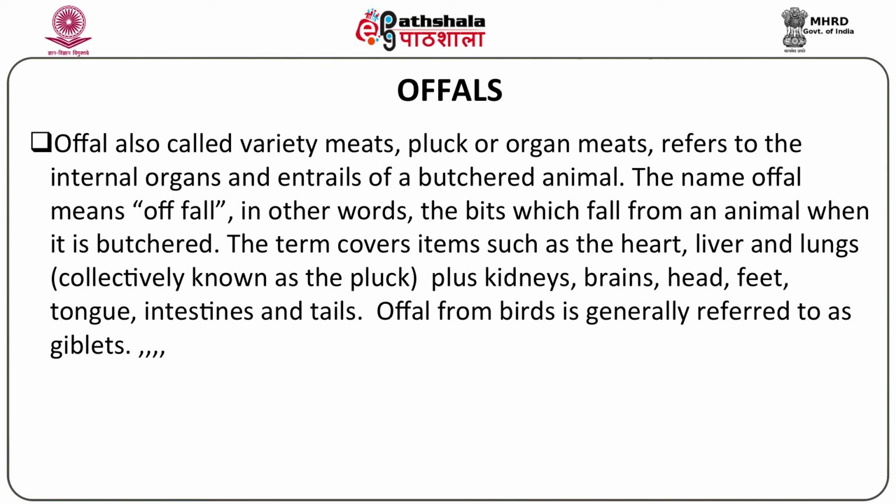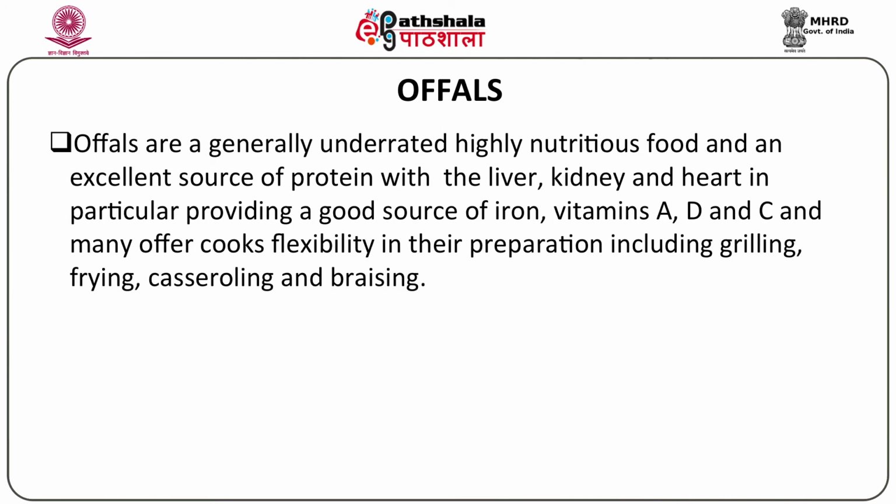So the term offal covers items such as the heart, liver and lungs collectively, which are known as the pluck, plus the kidneys, the brains, the head, the feet, the tongue, the intestine and the tails. Offal from birds are generally referred to as giblets. Now offals, because they are organ meats, have a high supply of blood to them, so they are excellent sources of protein and iron.